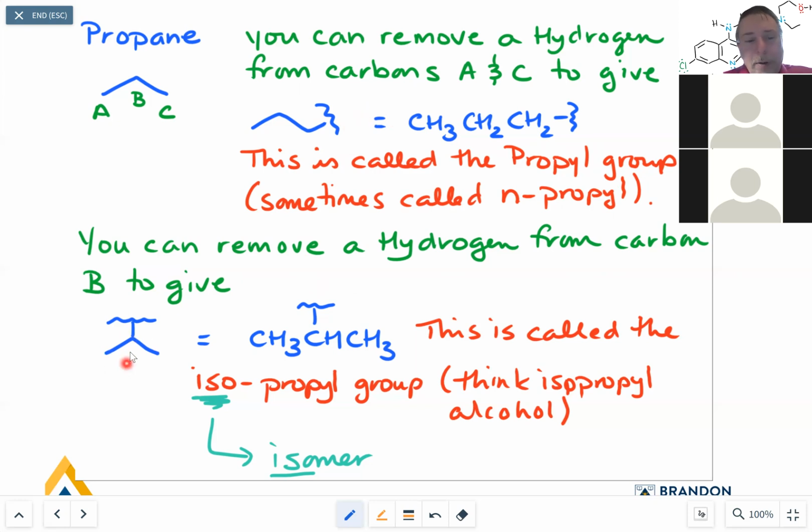So the isopropyl group is bonded to a carbon which is bonded to 2 other carbons, whereas a propyl group is bonded to a carbon which is bonded to a carbon which is bonded to a carbon. So it's just an isomer. Isopropyl is bonded at the middle, and propyl is bonded at the end.